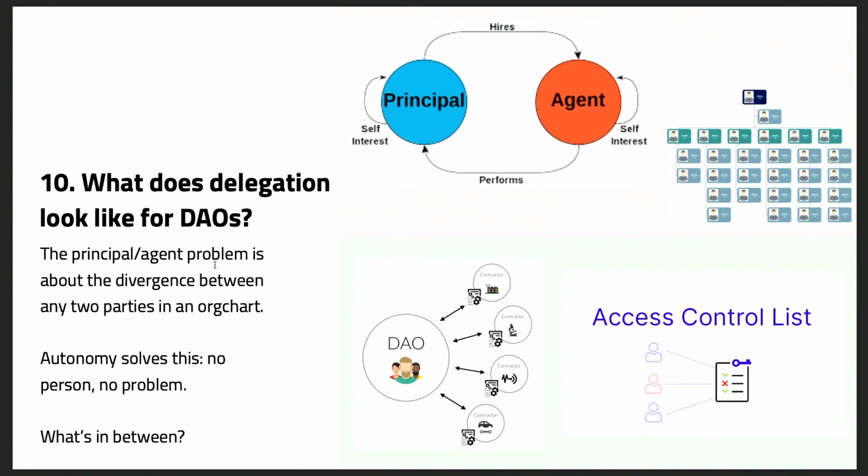Tenth, what does delegation look like for a DAO? So Ethereum's new stuff on account abstraction addresses this in part, but basically, we know that in a company we've got org charts, you've got a principal, they delegate to an agent. What we basically want is access control lists and permissioning within a DAO such that person A can do this and person B can do that, kind of like Google Docs style. I can view, I can edit, I can read, I can share.